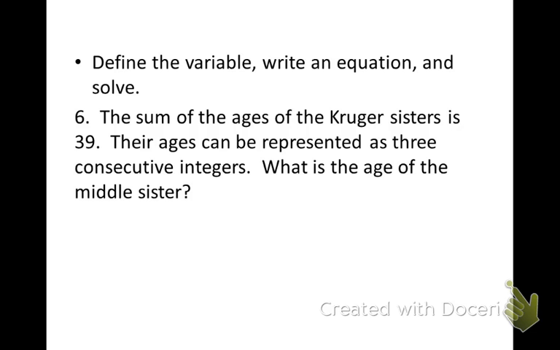Again, we must define our variable, write an equation, and solve. The sum of the ages of the Kruger sisters is 39. Their ages can be represented as 3 consecutive integers. What is the age of the middle sister? So we must define our variable. Again, I use x most of the time. X is going to be the age of youngest sister, or first sister. Let's just put first sister.